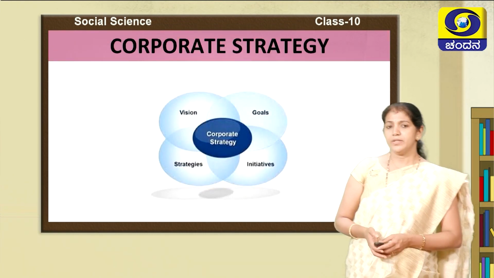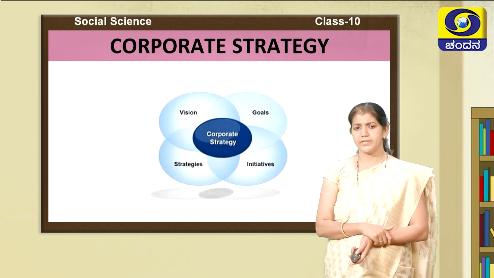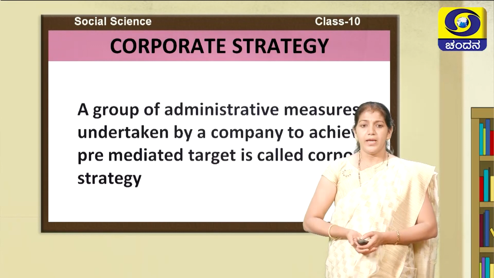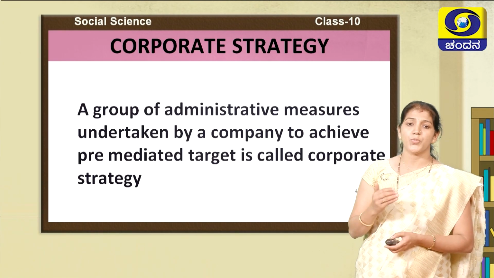The next topic is corporate strategy. Students, what is the meaning of corporate strategy? How is it creating problems in India? A group of administrative measures undertaken by a company to achieve a premeditated target is called corporate strategy. It means the most important companies are introducing their own ideas and planning to give employment opportunities in society. The main intention of those companies is to take more profit. So that is called corporate strategy.